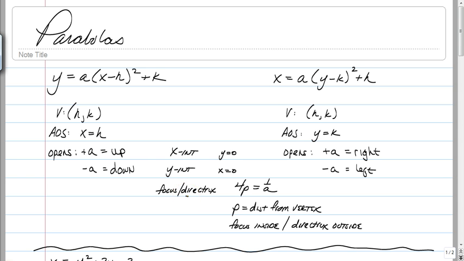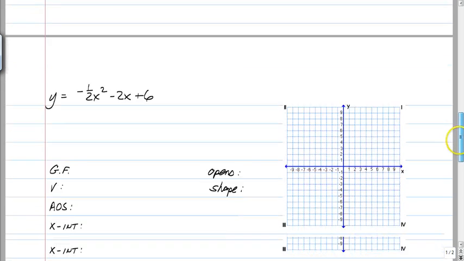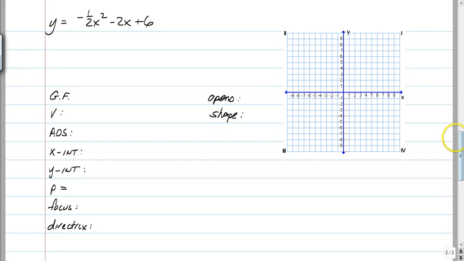Focus and directrix. The focus is just like the focus of an ellipse or a hyperbola, where it's inside the graph. The equation is 4p is equal to 1 over a, where p is the distance from your vertex. So we are going to do the second example first. The reason is that you already know how to do a parabola from chapter 5. So, first thing I want you to do is put that in graphing form, if you remember how.